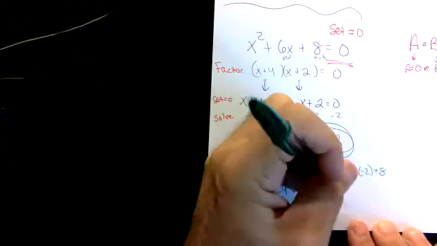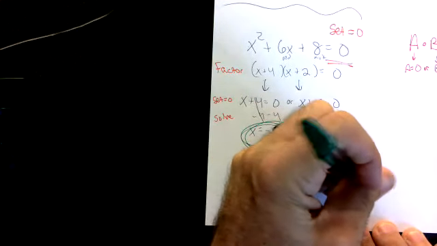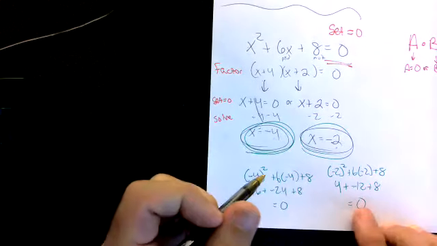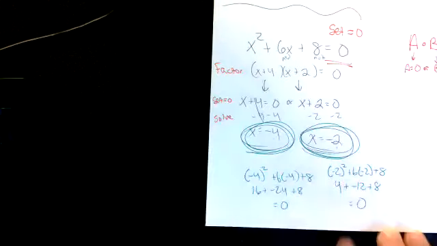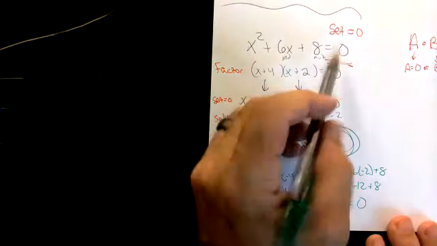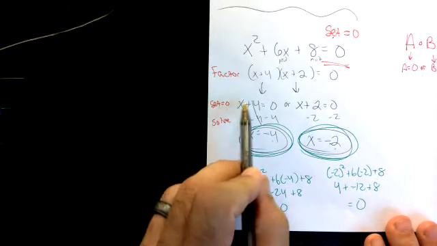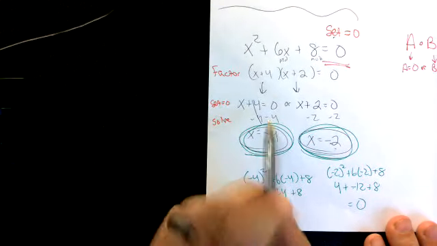Same, if I want to, I can plug -2 in. -2 squared plus 6 times -2 plus 8. 4 plus 8 is 12. Minus 12 is also 0, just like it's supposed to be. So, two possible solutions. Set the whole thing equal to 0, factor, set your factors equal to 0, and solve.